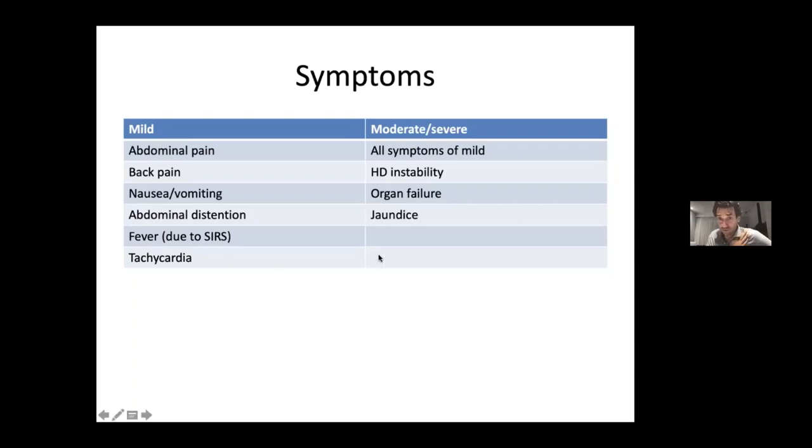In moderate and severe pancreatitis, all the symptoms of mild pancreatitis can occur. But people with severe pancreatitis could be hemodynamically unstable, they can have more organ failure, it could be jaundice. So these are things you would see in patients that present with pancreatitis.